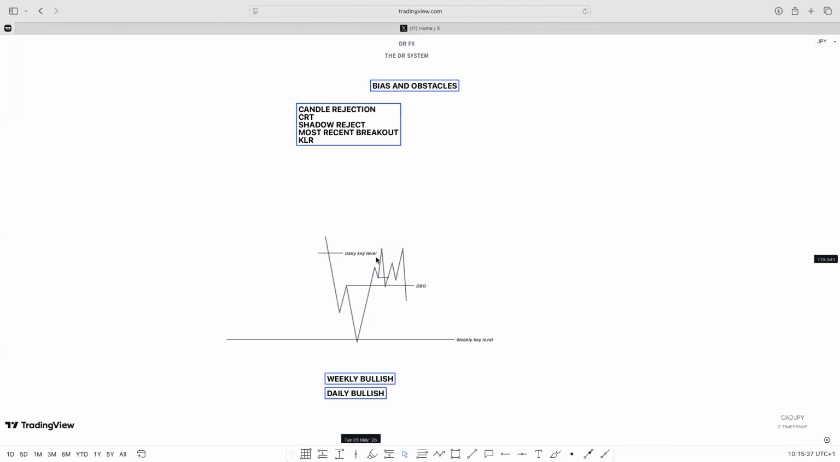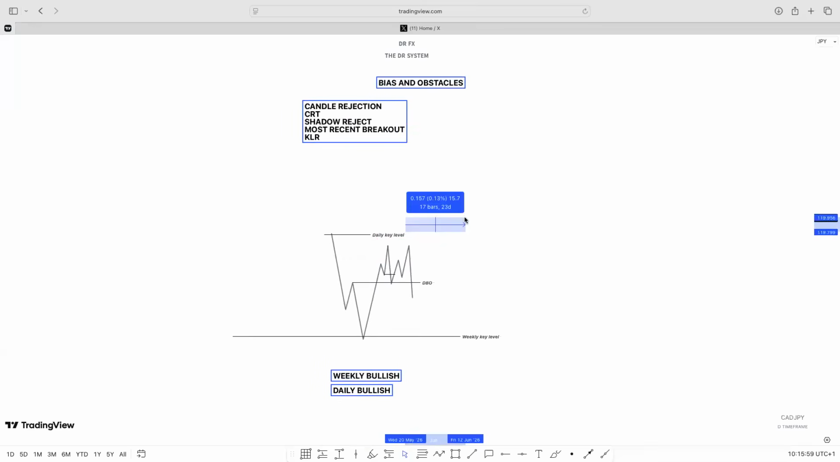Once you are using it, you shouldn't be interested in trading against the trend. You shouldn't be too interested in trading against the trend, except there is a shadow reject and a candle rejection at the same time. Then you can trade, for example, in this bullish environment. Let's say you have a daily key level here. Again, I'm using it as the same example, right? You have a daily key level.